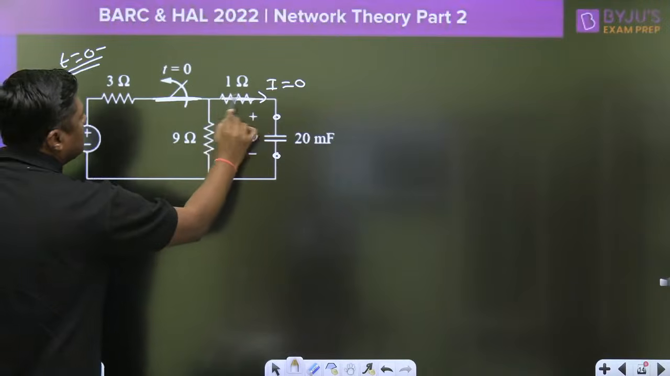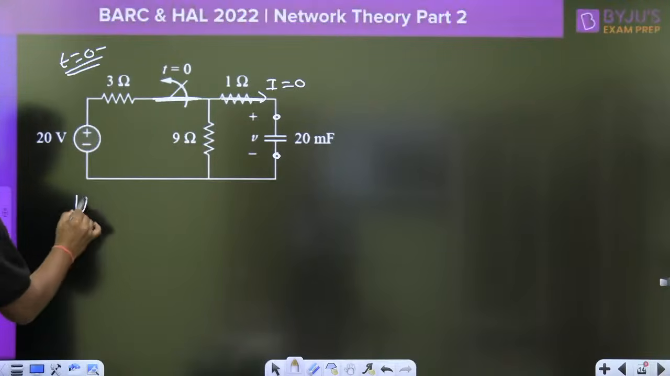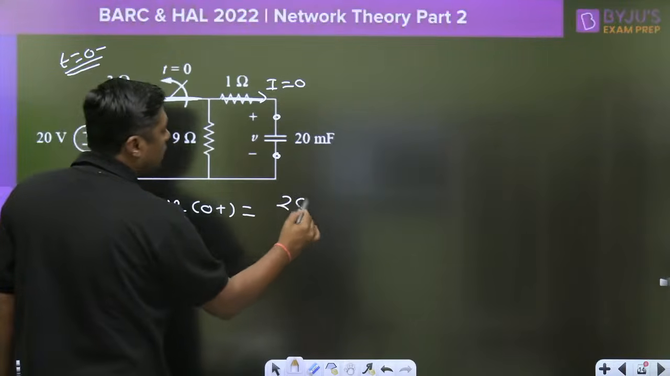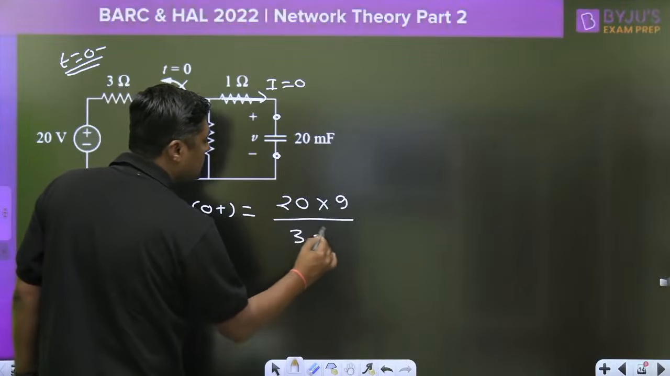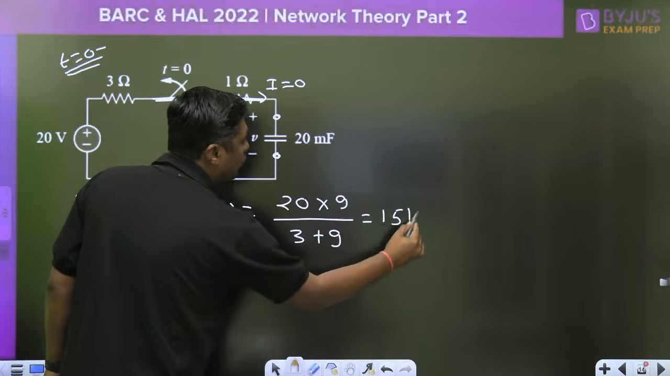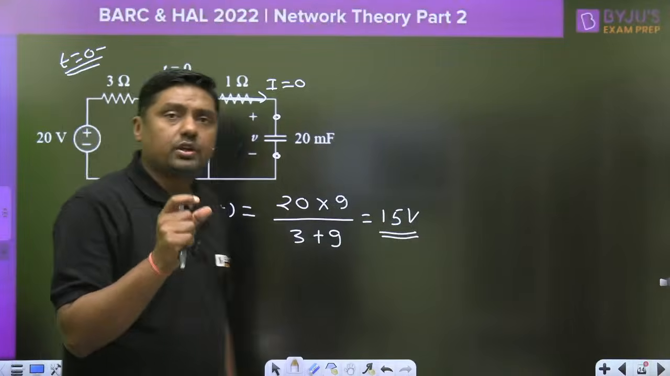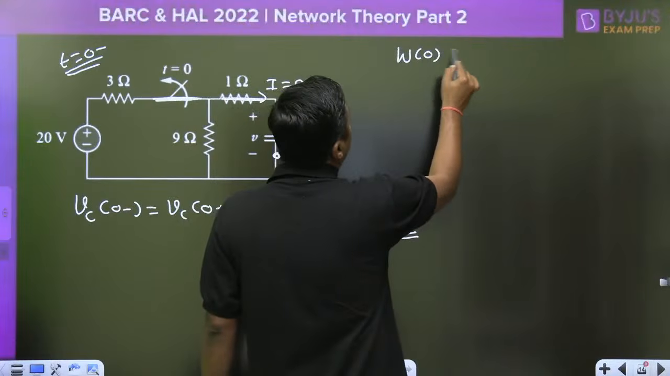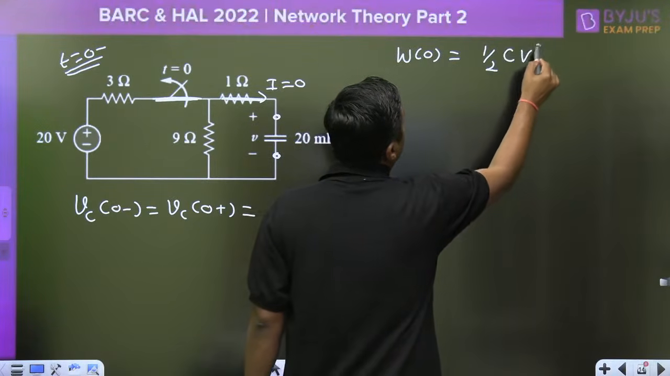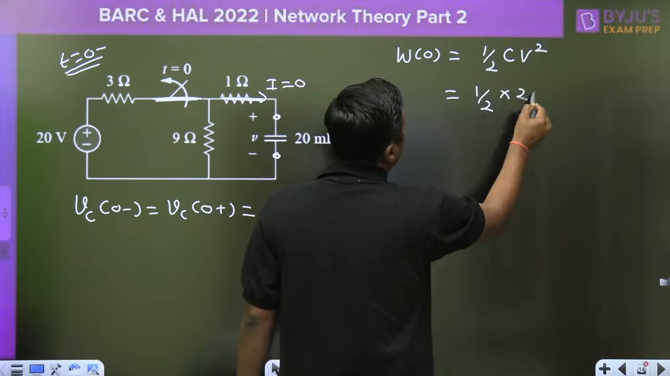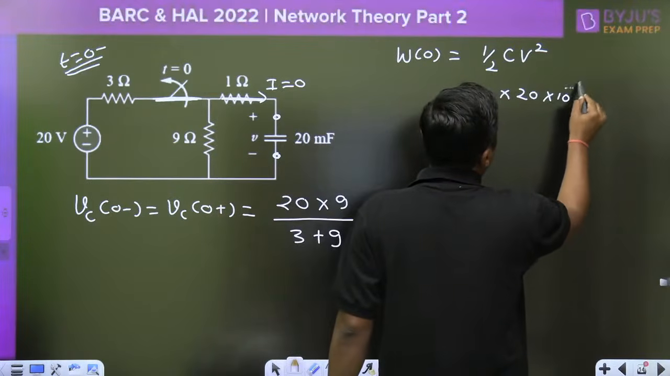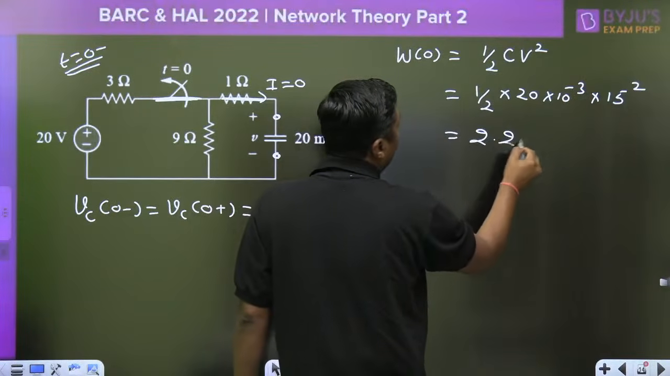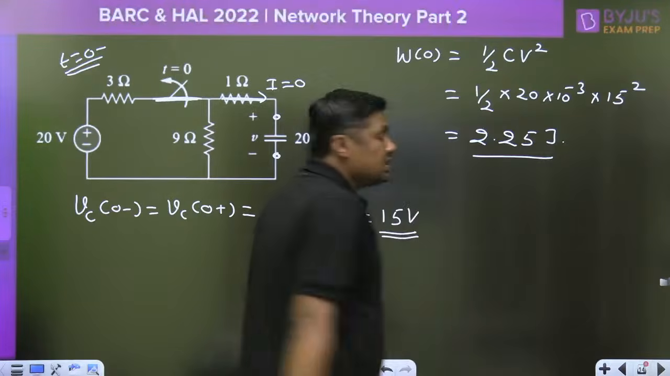Now this will act as open circuit. So there will be no current. So what will be the voltage across the 9 ohm resistor? That is called VC(0 negative) is equal to VC(0 positive) is equal to 20 into 9, voltage division rule, 3 plus 9. And that will give the 15 volt. This is the initial voltage across the capacitor. Second thing, what is the initial energy? That is given by W, half of CV square. 1 by 2 into 20 millifarad into 10 raised to power minus 3 into 15 square. Solve it, you will get the 2.25 joule. That is the initial energy.